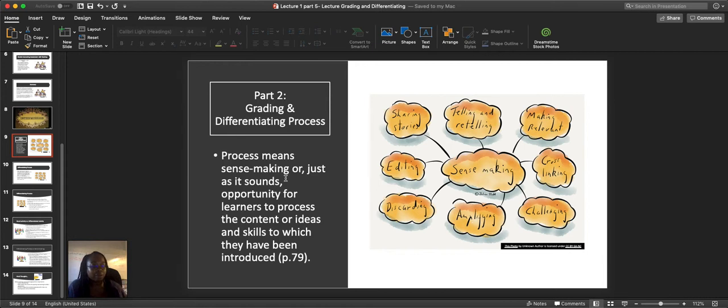So it involves a lot of different steps, and some students will take the first half of these, while other students will take the last three, or do this or do that. So, in other words, we really need to be intentional about how we set up assessments to ensure that students have a differentiated process for making sense of what they're learning. So process means sense making, or just as it sounds, opportunity for learners to process the content or ideas and skills to which they have been introduced.